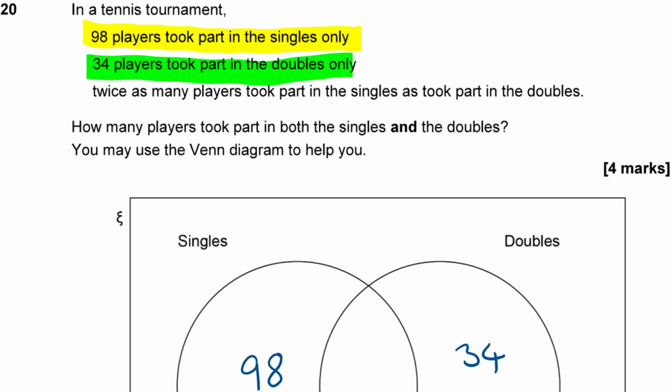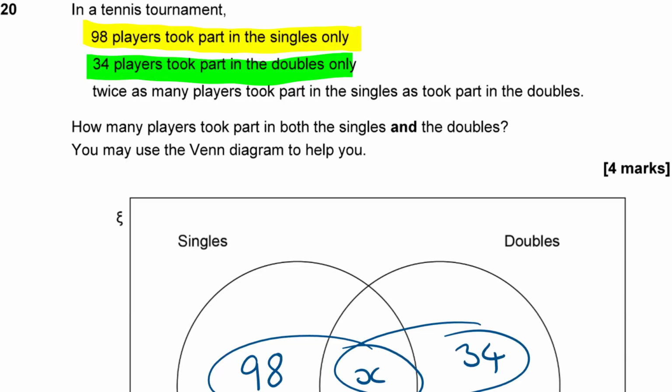And we know that twice as many players took part in the singles as took part in the doubles. So we need to work out this number in the middle, basically, don't we? So that the numbers that took part in the singles is twice as many as that took part in the doubles. So these two together should be twice as big as these two together. In other words, 98 plus x is going to be equal to 2 lots of x plus 34. Okay.